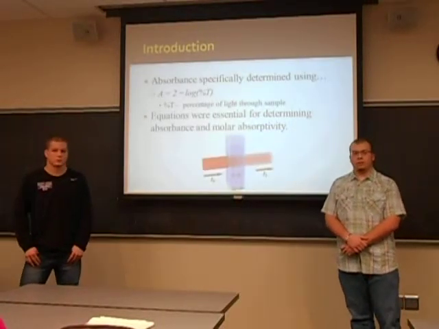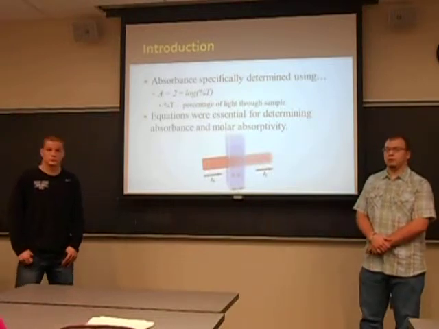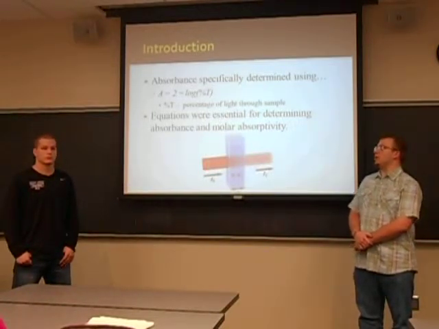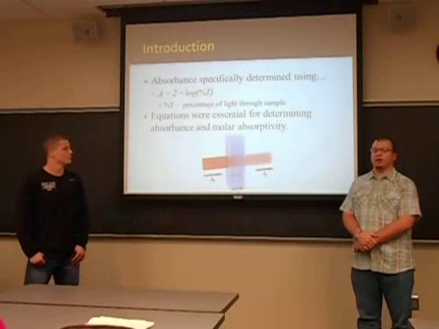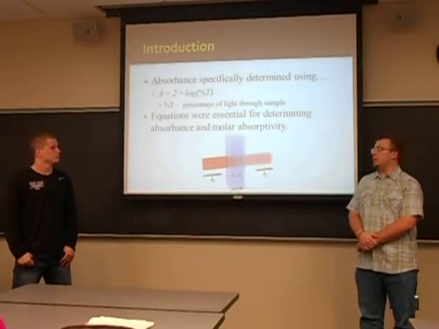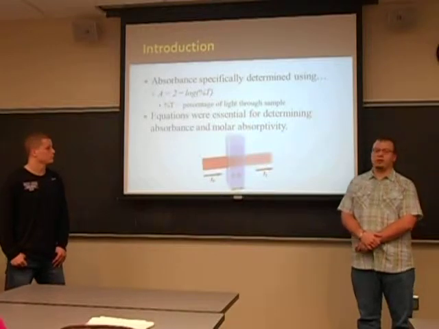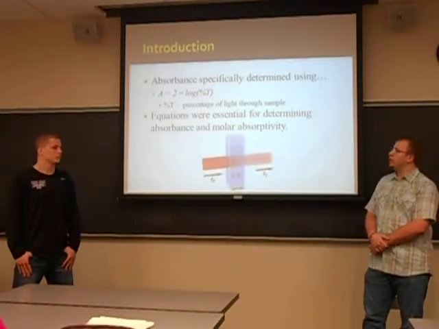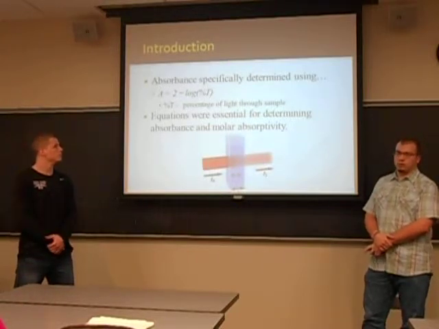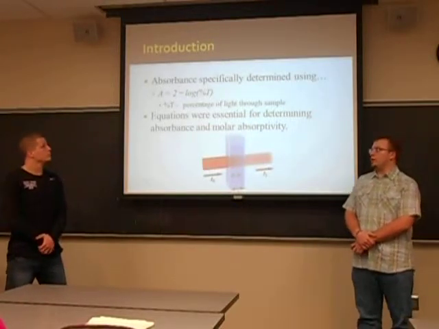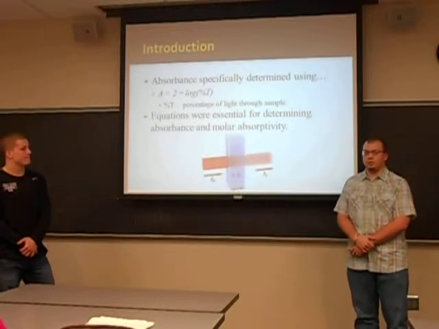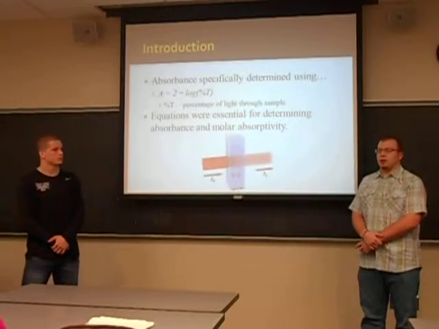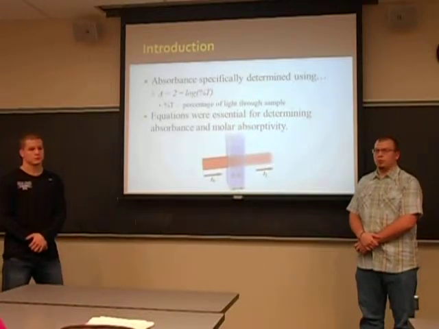Absorbance can be specifically determined using this equation, where A equals absorbance. Absorbance is equal to 2 minus the log of the percent transmittance. The percent T, or percent transmittance, is the percentage of light that travels through the sample that you're working with. These equations were essential for finding the unknown concentrations that we were working with.